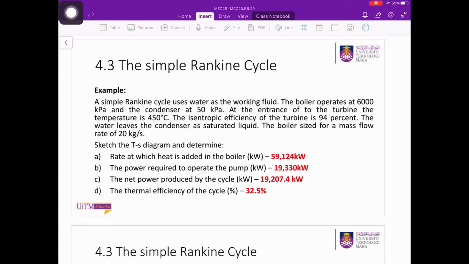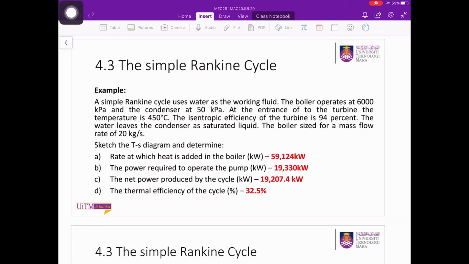Example number 2 for the simple Rankine cycle. For the actual case, the question states that a simple Rankine cycle uses water as the working fluid. The boiler operates at 6000 kPa and the condenser at 50 kPa. At the entrance of the turbine, the temperature is 450 degrees Celsius.